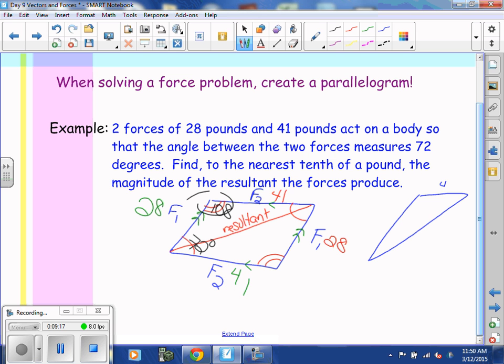So I have 41, I have 28, I have 108. Do you agree with? I just pulled the triangle out. They're the same. Just pulled one. I have to find the magnitude of the resultant to the nearest pound. I'm not looking for an angle, I'm looking for a side. So this is what I'm looking for.